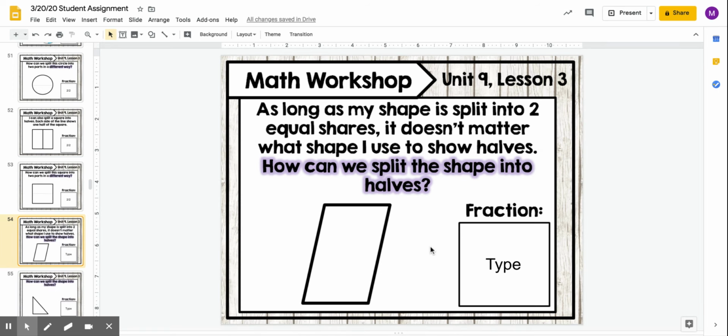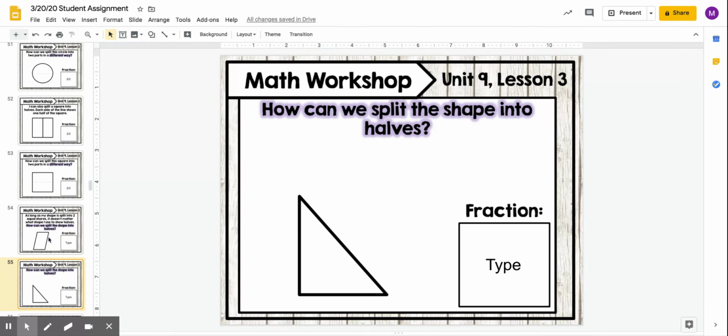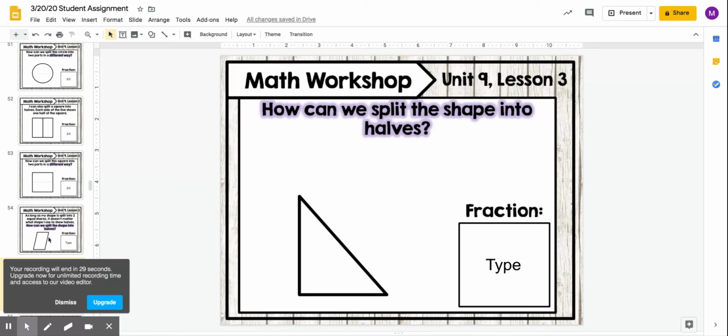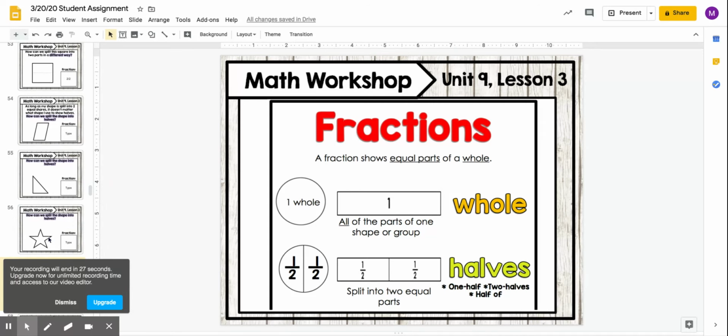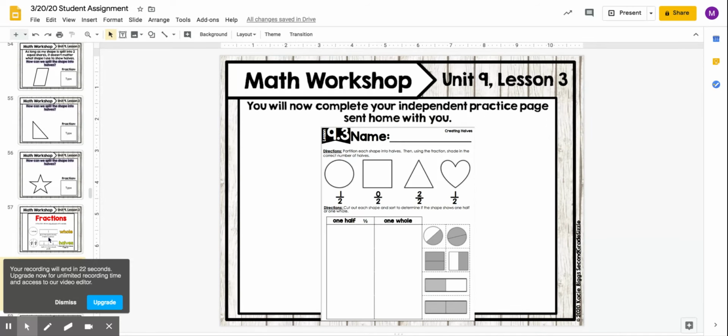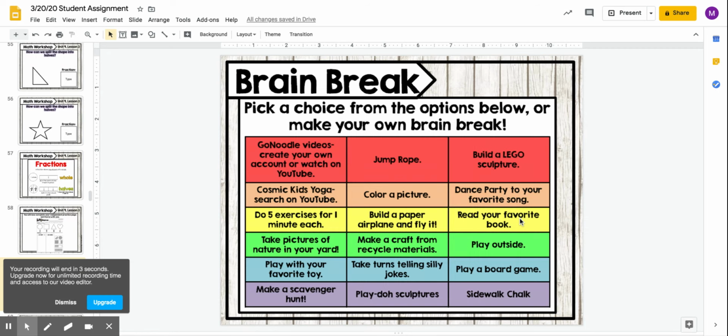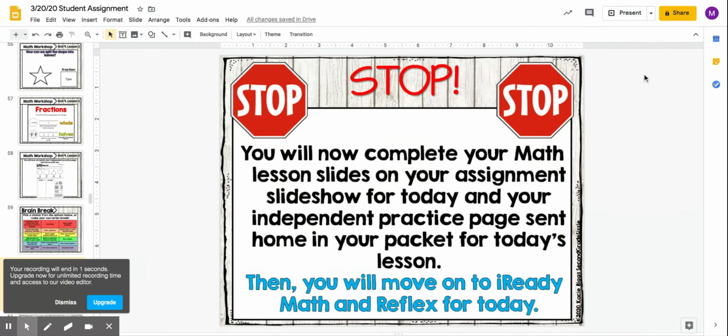How can we split the shape into halves? You're going to insert a line to split the shape into halves and then type the fraction. You'll do that for each one of these shapes. So split the shape into halves, and then we can type in the fraction. This is just a review chart of what we've been learning about, and then you will complete your independent practice. So at the top, you're going to split the shape into halves, color in the correct number of spots, and then down here at the bottom, you're going to cut and glue the shapes into the right spot, either 1/2 or 1 whole. Then it's time for a brain break. Go ahead and get started.